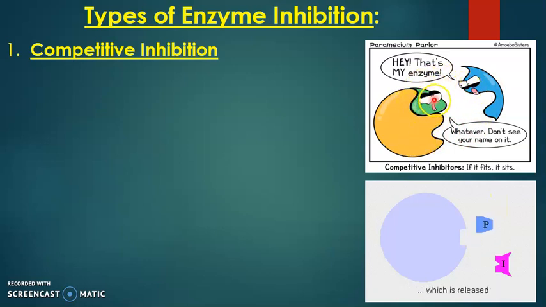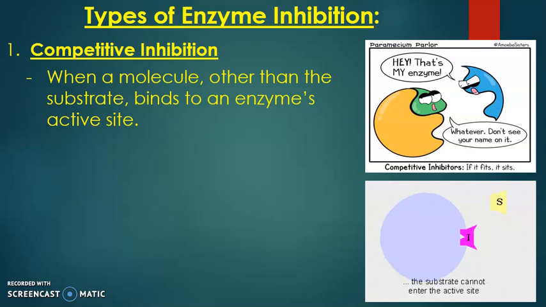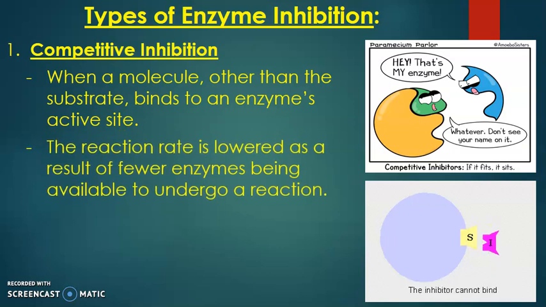Generally, you would not clog up every single enzyme. Some enzymes would still be working. However, clog up enough of them to prevent substrates from binding, and you can cause a problem within a cell or a body. So competitive inhibition, again, is when a molecule, besides the actual substrate, can bind to the active site. This will then lower the amount of enzymes that are capable of undergoing a reaction, so your reaction rate is going to start to decrease.